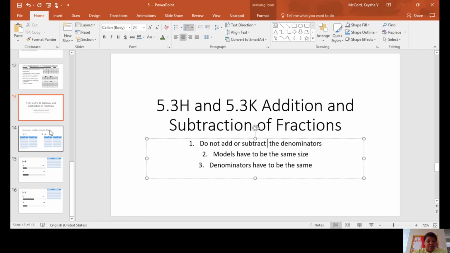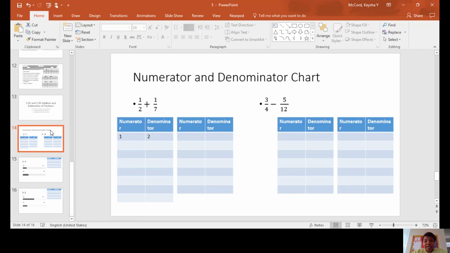So let's get started. Before we start adding and subtracting our fractions, we're going to talk about something called the numerator-denominator chart. The numerator-denominator chart is a chart that allows you to skip count and find a denominator that both fractions have in common. Okay, so let's go over some basic terminology before we get started.